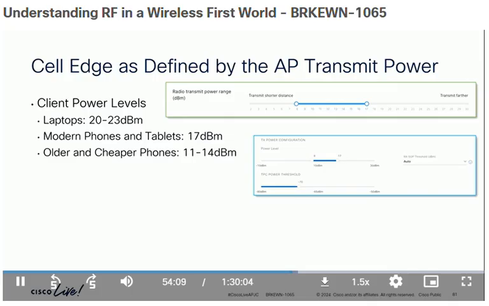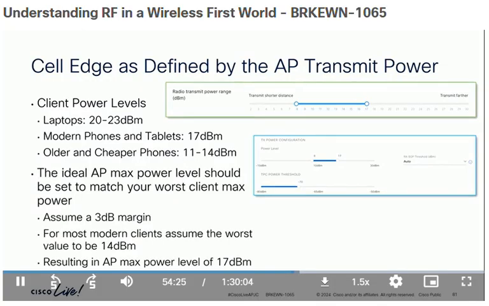And so again, everything's kind of different. A laptop's got bigger batteries, bigger radios. It can get a bit higher transmit power as opposed to my smaller devices. The older devices will be a little worse. And so roughly what we want to do is pick something. At the moment, our recommendation is to pick around 14 dB. That should cover your cheaper, older devices for the most part. We'll give a 3 dB buffer. And so that means I probably want my max AP power to be roughly around 17 dBm. And so then I can get that set up.